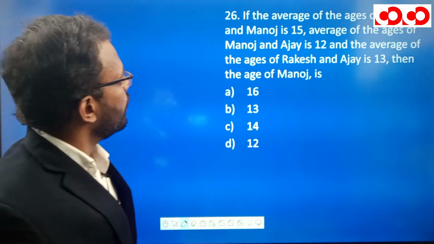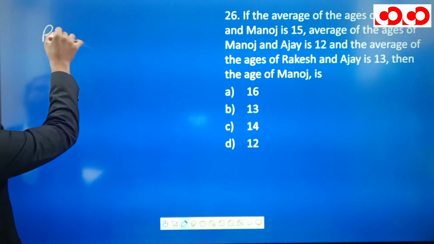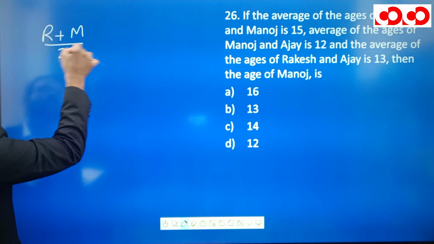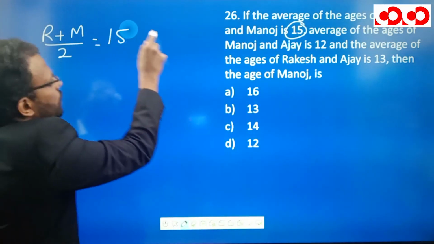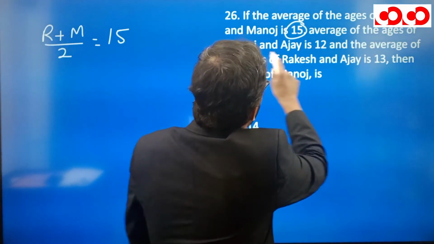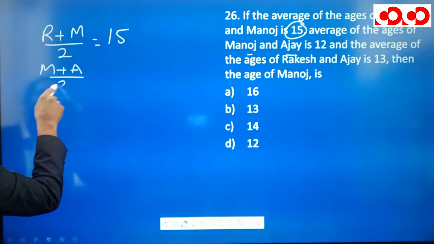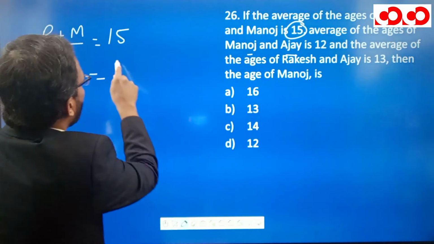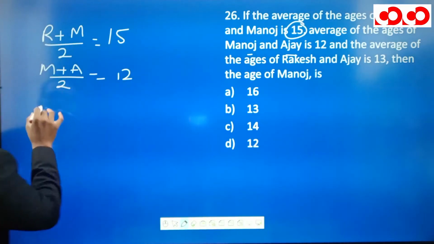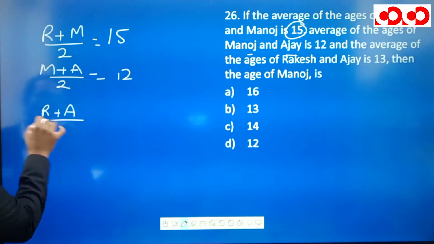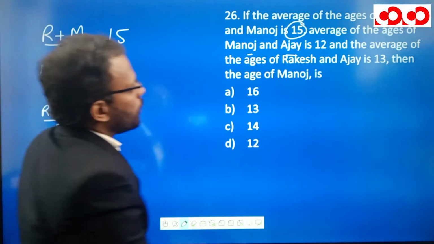Here you can see, the average age of Rakesh and Manoj is given as 15. Again, what is given is the average age of Manoj and Ajay, divided by 2, is 12. And last, for Rakesh and Ajay, it is given the average age is 13. Now what we need to find is Manoj's age.